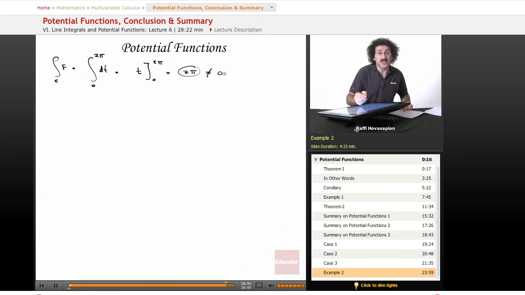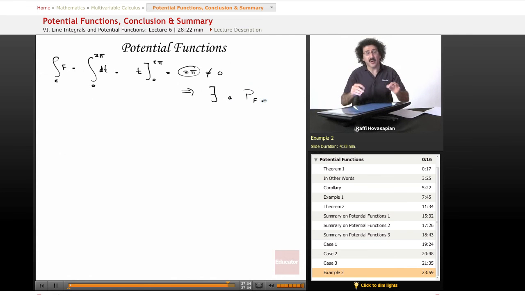2 pi does not equal 0. This implies that there does not exist a potential function for this particular vector field on this particular open set, the plane with the origin deleted. If it were equal to 0, then we can conclude that a potential function exists. In this particular case, a potential function does not exist for this vector field.